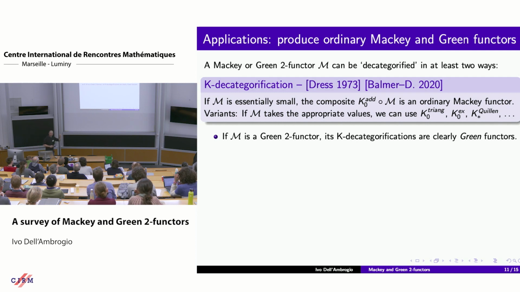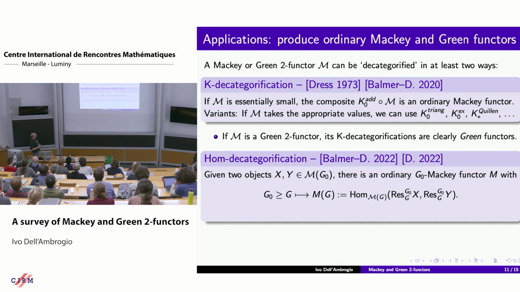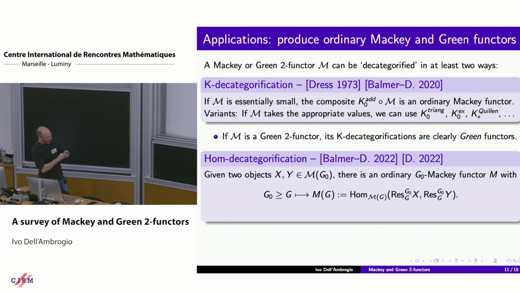But there is a different way of doing things, a different way of extracting abelian group-valued Mackey and Green functors from our two-functorial creatures. And we call it hom decategorification. And this goes like this. Let's say you take two objects, x and y in M of G0 for a fixed group G0 or groupoid. Then there is an ordinary Mackey functor for this group, let's say M, which for every subgroup gives you the abelian group, which is the hom between the restrictions. You restrict the two objects to G, take hom, that's your abelian group.